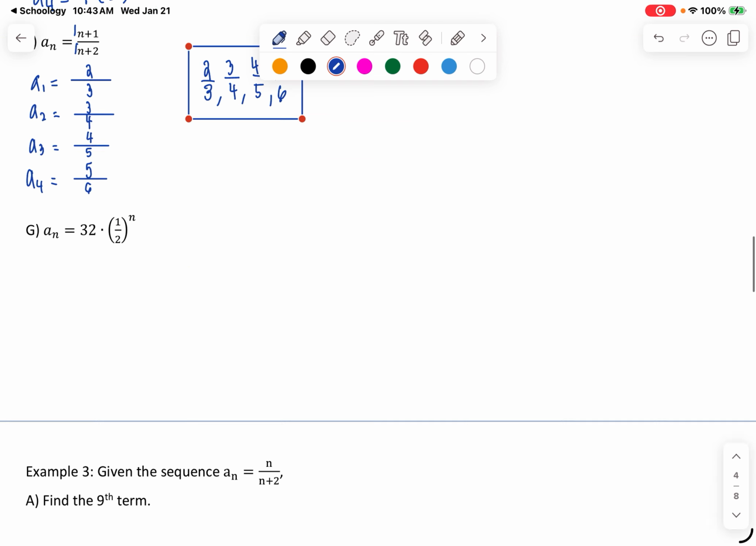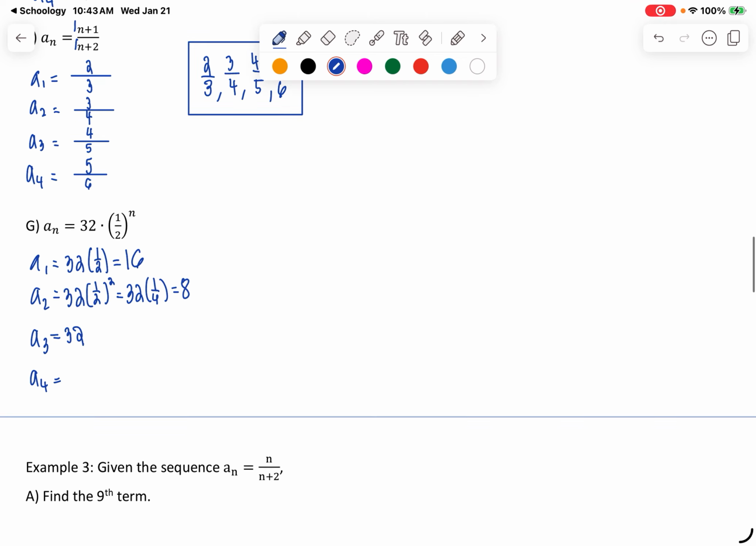Okay, next one here: a sub 1, a sub 2, a sub 3, and a sub 4. All right, so we're going to start with our first term, plugging in 1. We have 32 times 1/2 to the first power, which is 16. 32 times 1/2 to the second power is 1/4, so 32 times 1/4, which is 8. 32 times 1/2 to the third power is 32 times 1/8, which is 4.